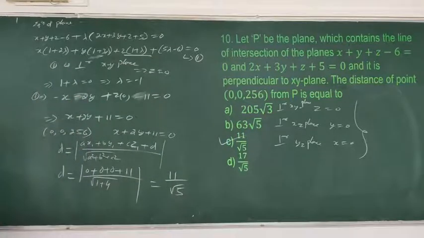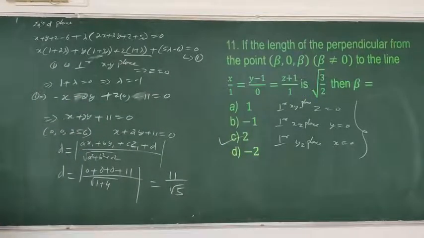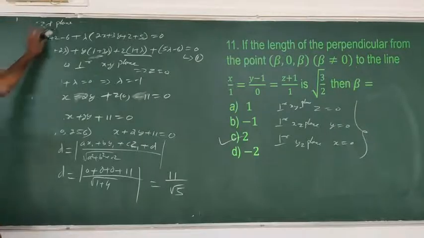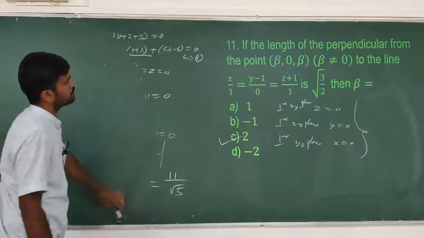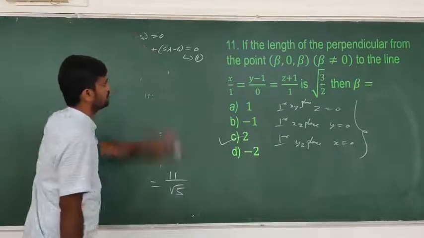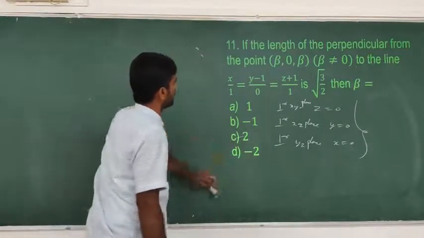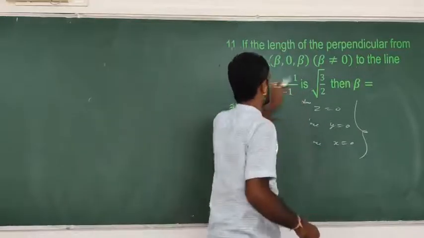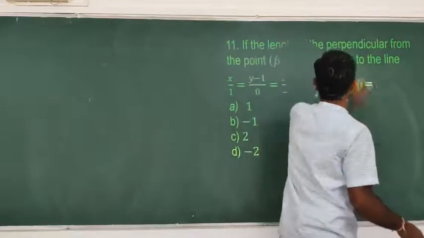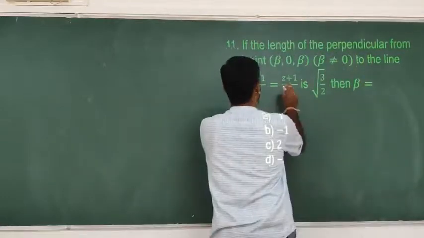Next problem. Problem number 11. If the length of the perpendicular from the point (beta, 0, beta), where beta is not equal to 0, to the line x by 1 is equal to y minus 1 by 0 is equal to z plus 1 by minus 1 is square root of 3 by 2, then the value of beta is how much they are asking.